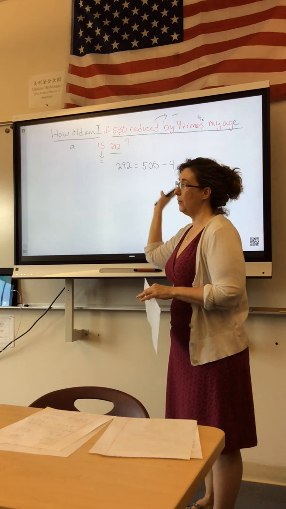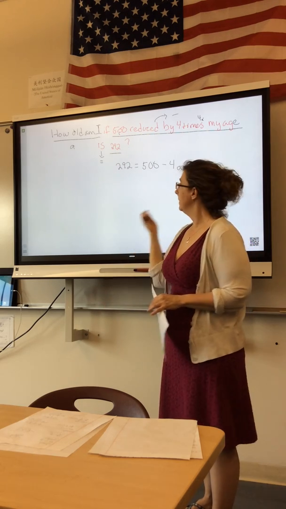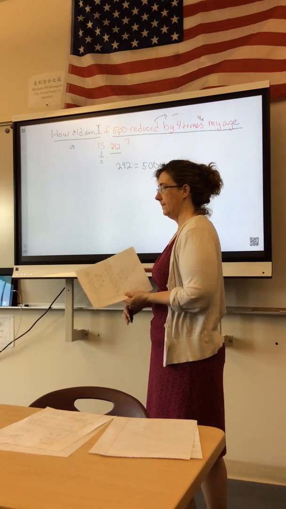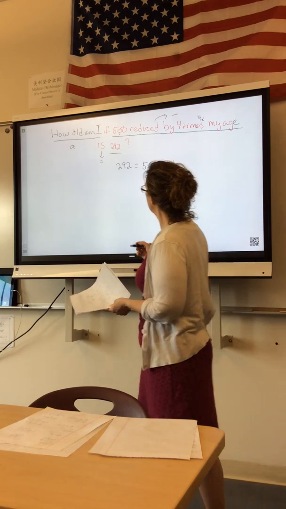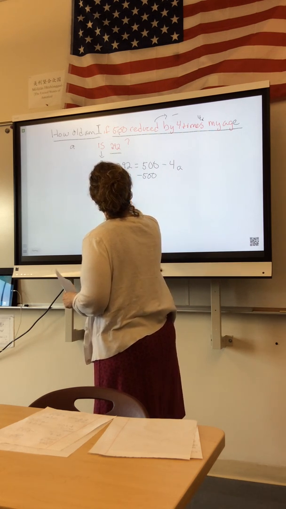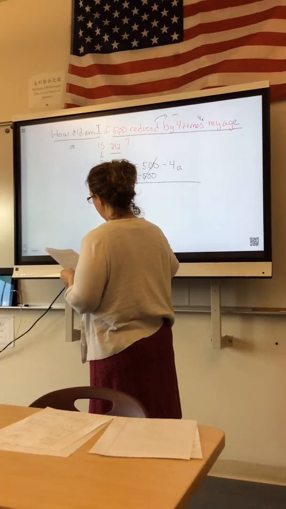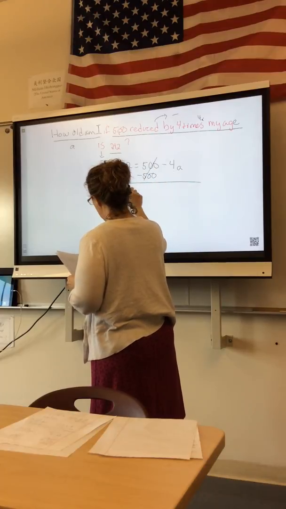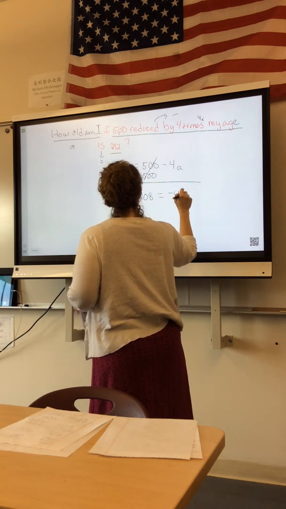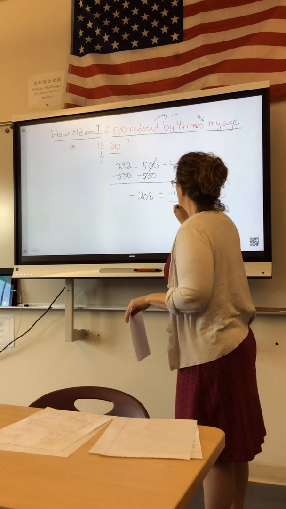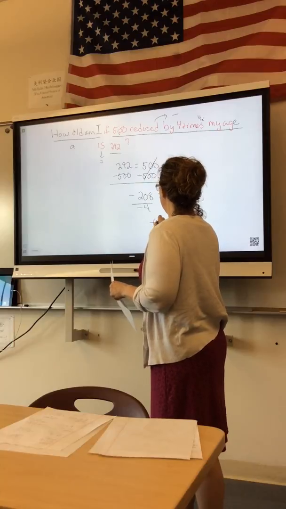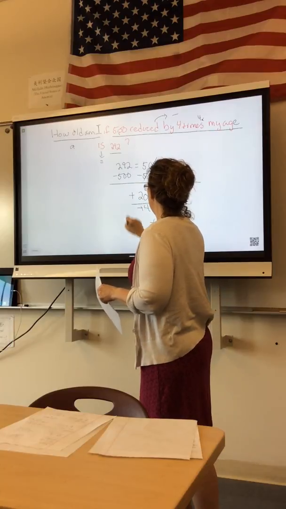I just translated that word problem into an equation. Now I can solve it. That looks like a 2-step equation to me. So let's solve it. Subtract 500 from both sides. That crosses out. I end up with negative 208 is equal to negative 4a. Divide both sides by negative 4. And I end up with positive 52. Because my negatives cross out.